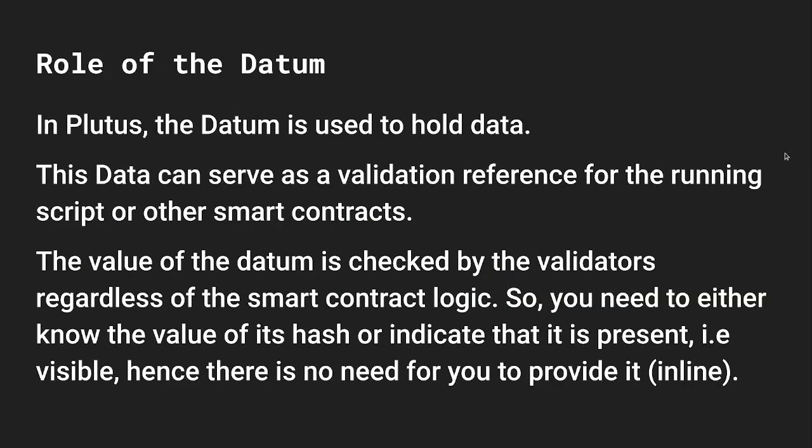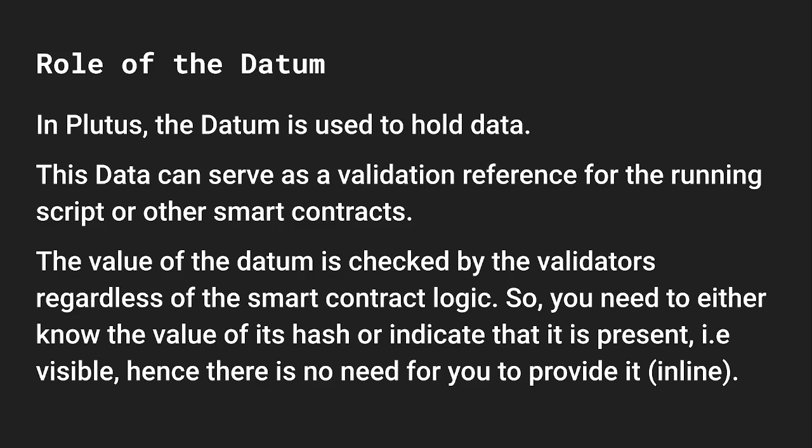First, we'll talk about the role of the validator of the datum. In Plutus, the datum is used to hold data. This data can serve as reference. Basically, you will have saved some data type which allows you to validate your script, but other smart contracts may also access this data and validate their own transactions.